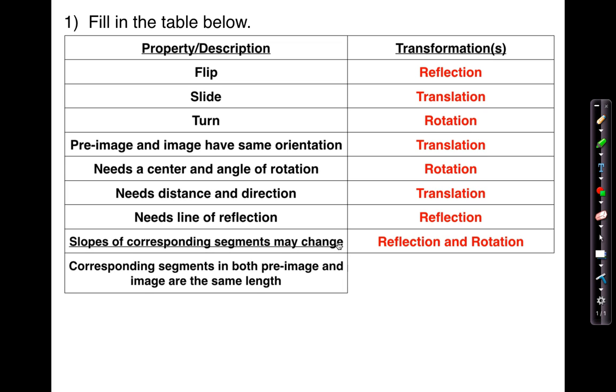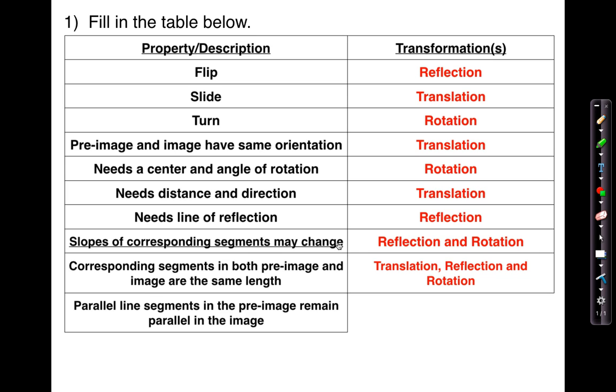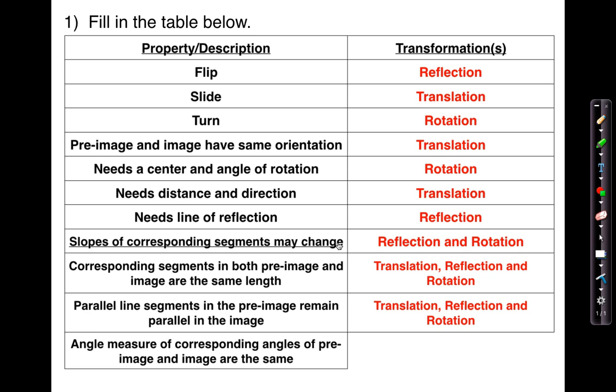Corresponding segments in both pre-image and image are the same length. That would be all of them, kind of like how we listed all the things that they preserved. All of them have the same corresponding segments. What about parallel line segments in pre-image remain parallel in the image? That would include all of them as well, because that was one of the characteristics, again, that was preserved across all three of them. And angle measures of corresponding angles of pre-image and image are the same. Again, that would be all three transformations that we've learned thus far. Okay, so at this point, let's go ahead and move on.